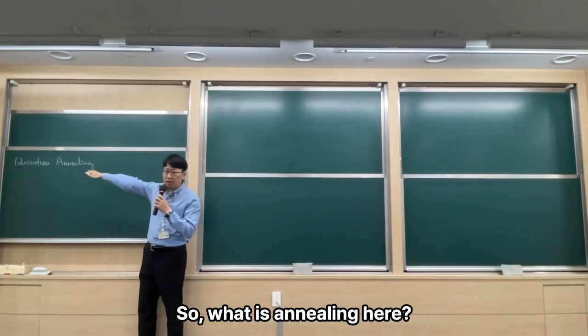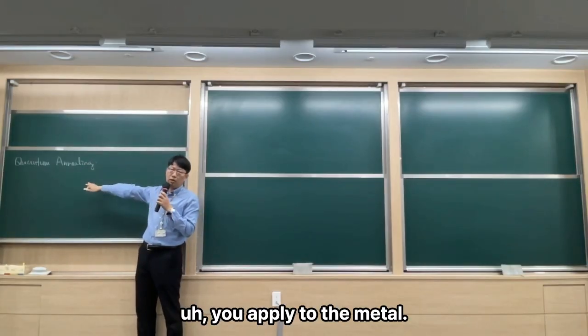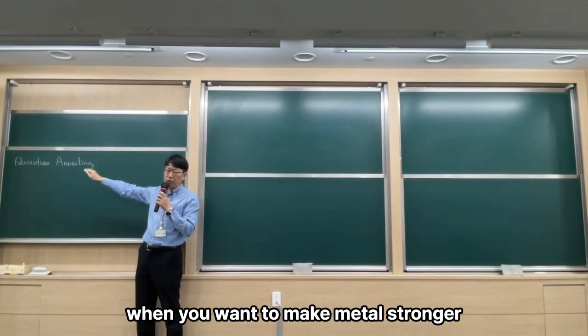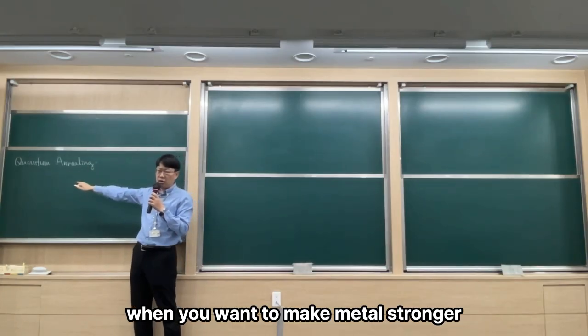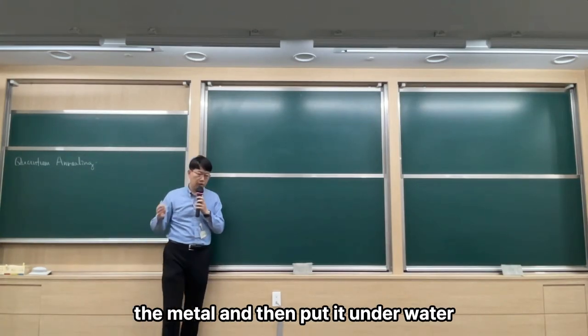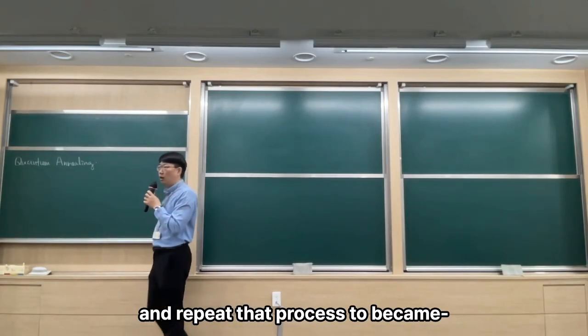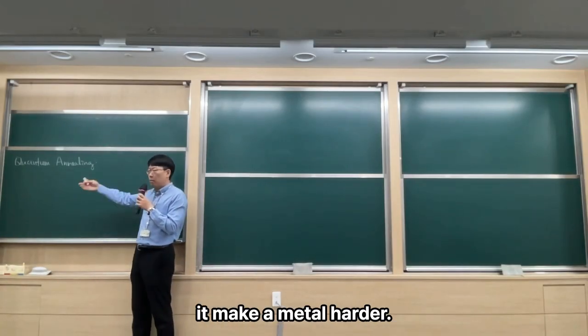So what is annealing here? Annealing is something you apply to metal. When you want to make metal stronger or harder, you heat up the metal and then put it under water, and then do it again. Repeat the process, and you make the metal harder.